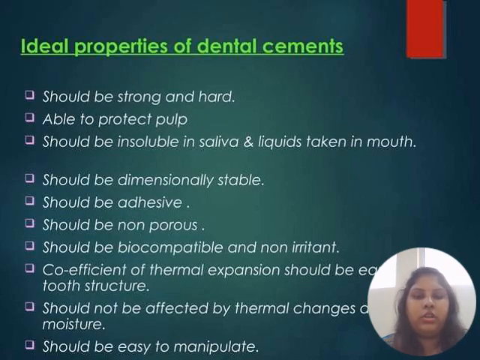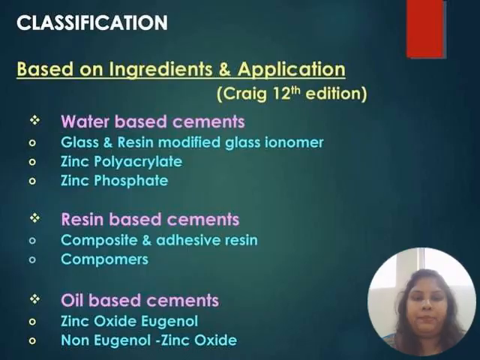So how should an ideal dental cement be? It should be strong and hard. It should be able to protect the pulp. It should be insoluble in saliva and liquids. It should be dimensionally stable. It should be adhesive. It should be non-porous. It should be biocompatible and non-irritant. The coefficient of thermal expansion should be low, so it should not be affected by thermal changes. It should be easy to manipulate.